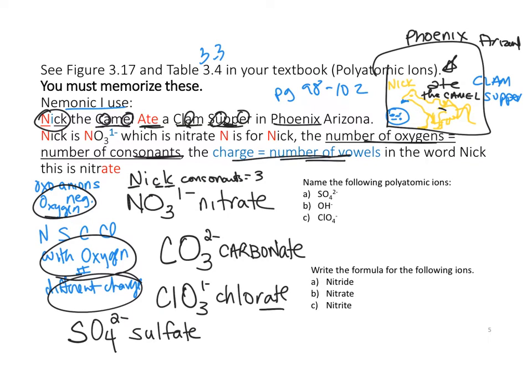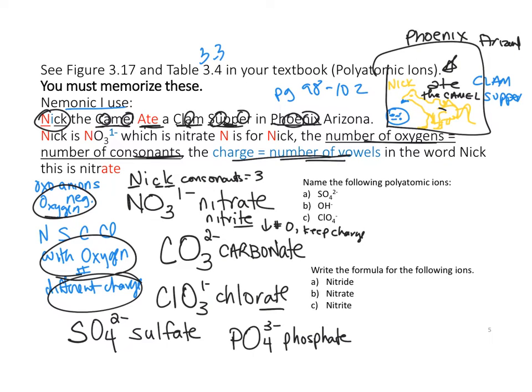And then the next one is Phoenix, which is phosphorus. And how many oxygens? Well, you have 1, 2, 3, 4 consonants. How many vowels? O, E, and I. 3 minus. This is your phosphate. Now, all of those are in your table 3.3. But you also see that you have a nitrite. So to get nitrite, the ITE, you decrease the number of oxygens, but you keep the charge.